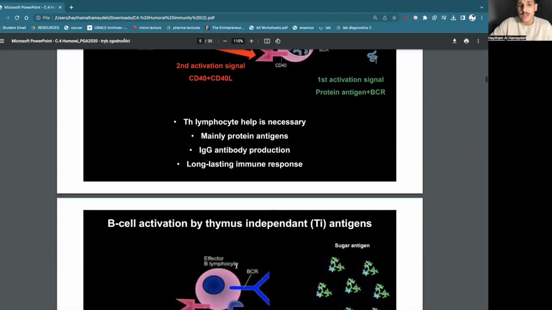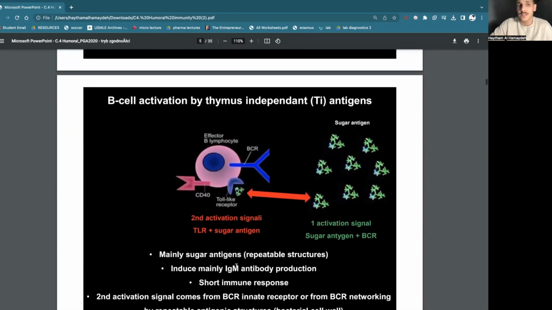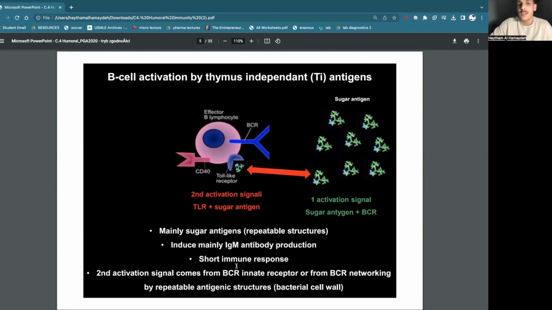Okay? The second thing that we are going to discuss is the activation of the B cell by thymus-independent process. And what we mean here is that the B cell is getting activated without the help of the thymus. And in this case, it differs in 3 ways. First one, we need a sugar antigen to bind to the BCR. And this sugar antigen binds to the BCR, causes the first activation signal.